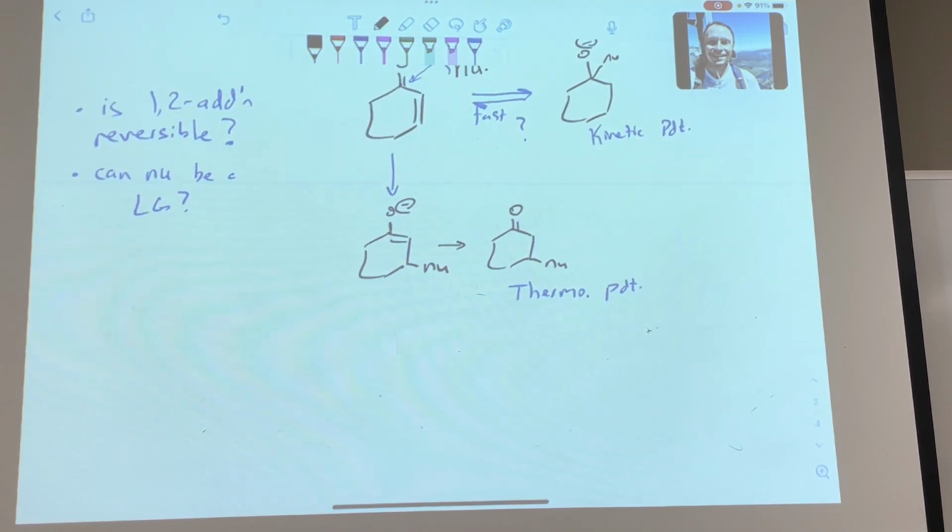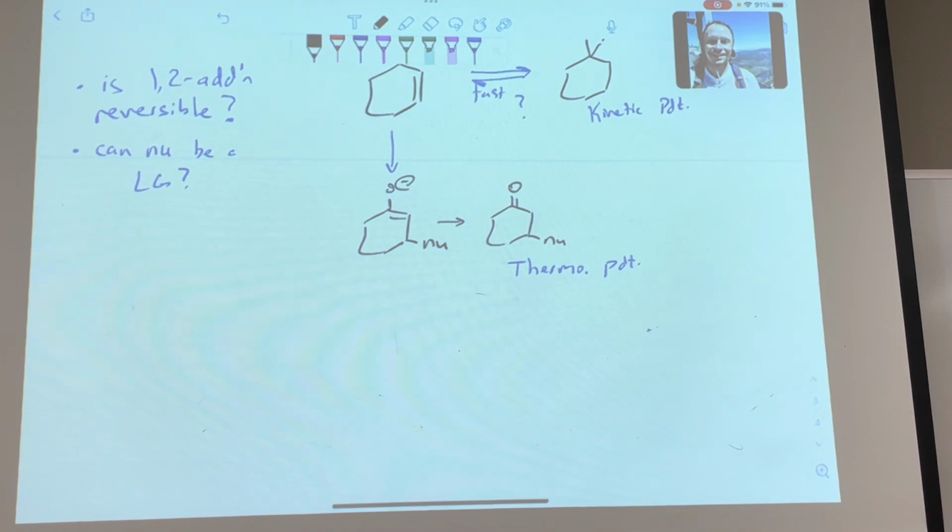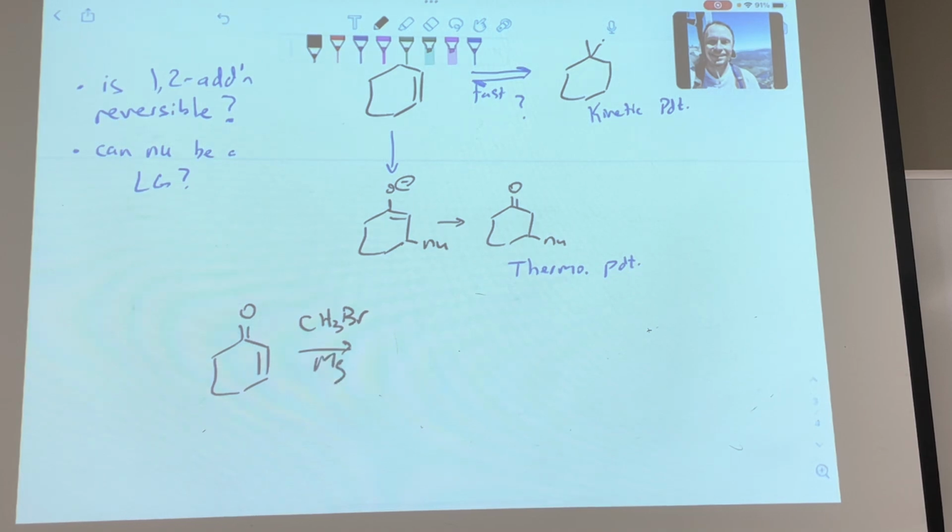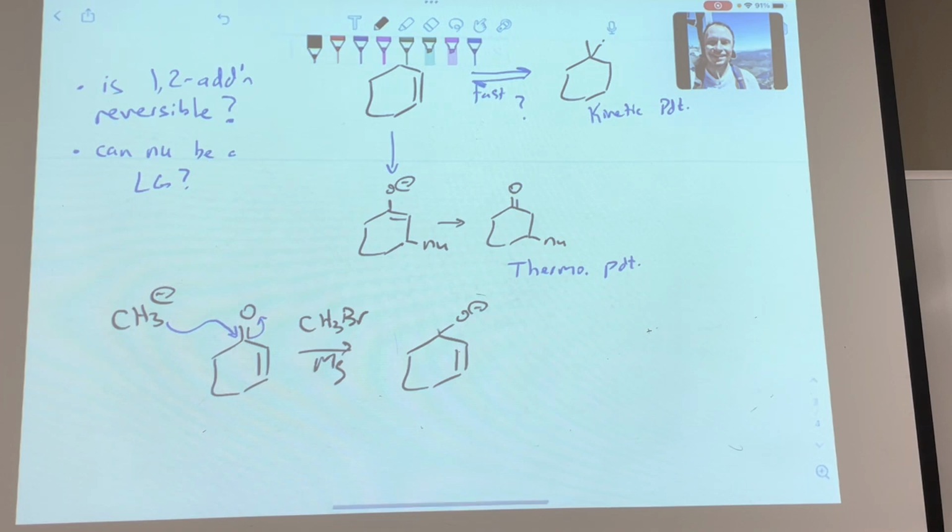If I were to think about attacking my alpha beta unsaturated carbonyl with a Grignard reagent, remember that what that acts like is a carbanion. So all nucleophiles are going to attack the carbonyl first. So what we would make initially is that.